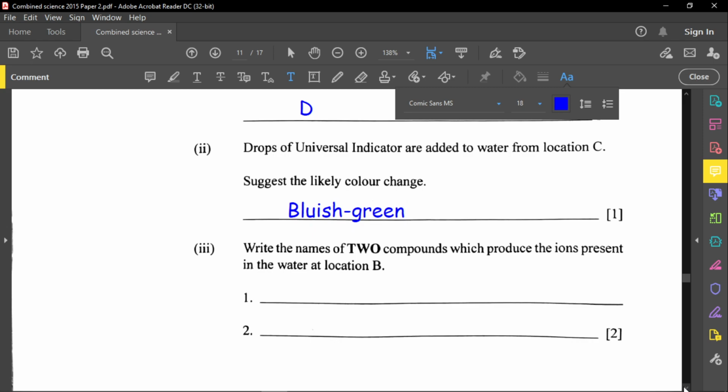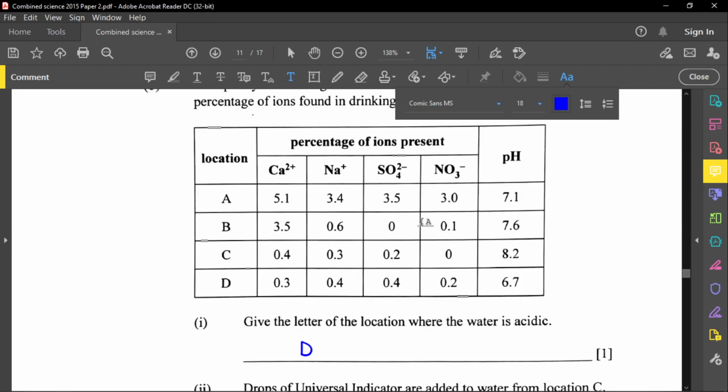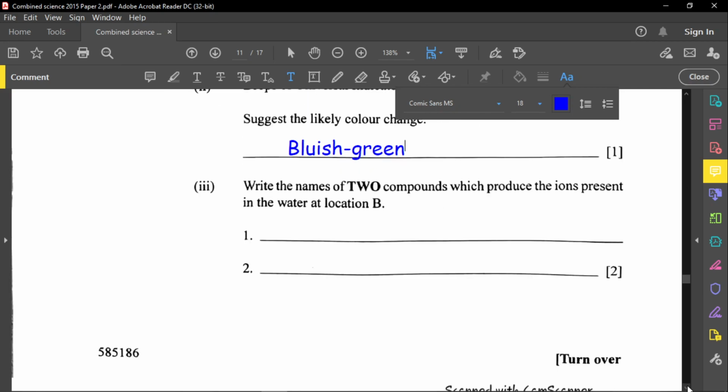And then now part 3 here, it states write the name of 2 compounds which produce the ions present in the water at location B. And so let's look at the ions that are present in location B. Location B here has a high amount of calcium ion and a relatively good amount of sodium. Well, that's low, really, so 0.6. All right, no sulfate ion, very little nitrate, but you need 2. So we'll focus on the 2 highest ones, which are calcium and sodium. Okay, so what could produce sodium? What could produce calcium? All right, so let's think about those.